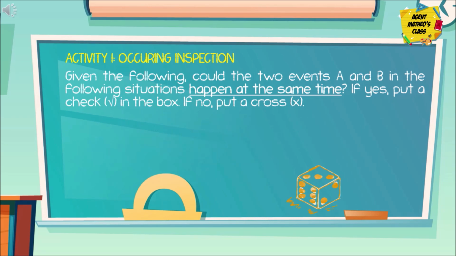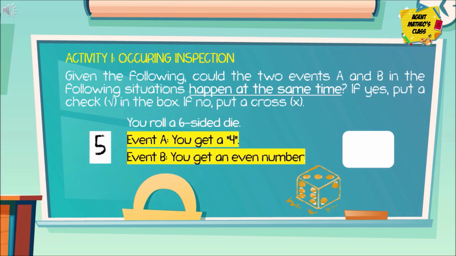Let us have our number 5. You roll a 6-sided die. Event A, you get a 4. Event B, you get an even number. Could these events happen at the same time? Timer starts now. And the answer is, that's correct. These events can happen at the same time. 4 is an even number and can be one of the even numbers on a 6-sided die.